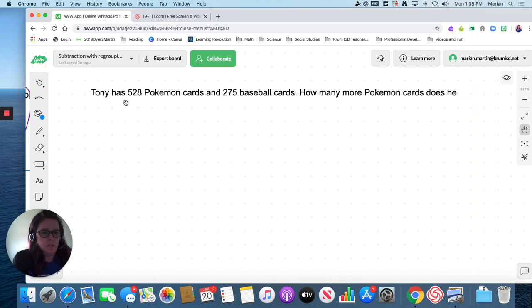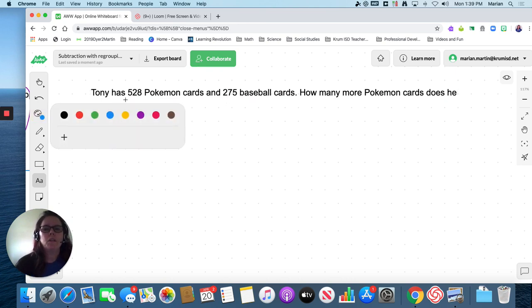We're going to do cubes to work this out. But I already noticed that somehow it took off some of my problems. So it says Tony has 528 Pokemon cards and 275 baseball cards. How many more Pokemon cards does he have than baseball cards is the question, okay?